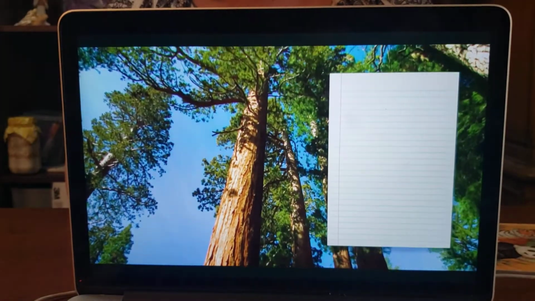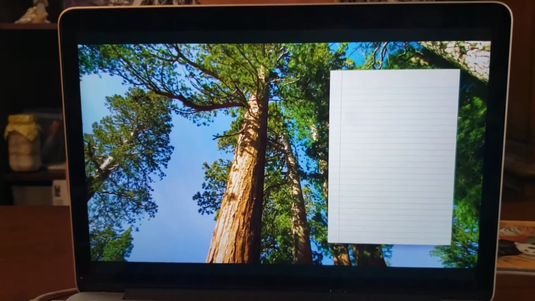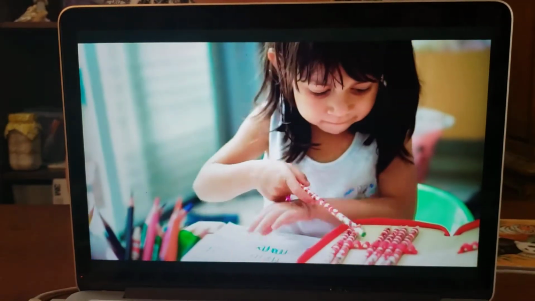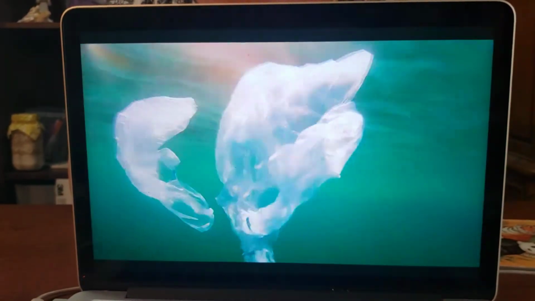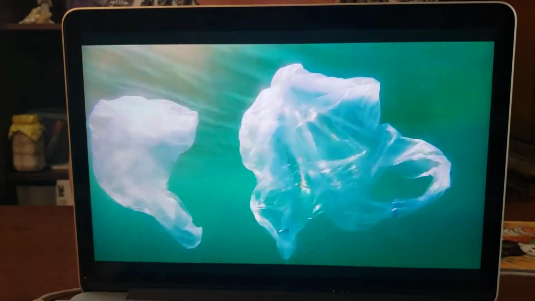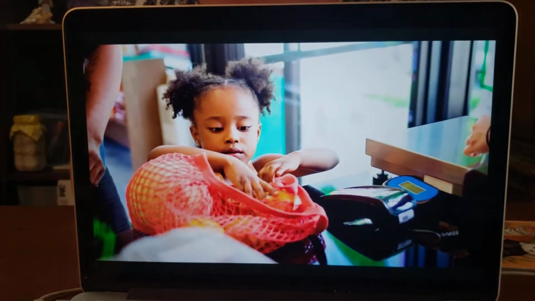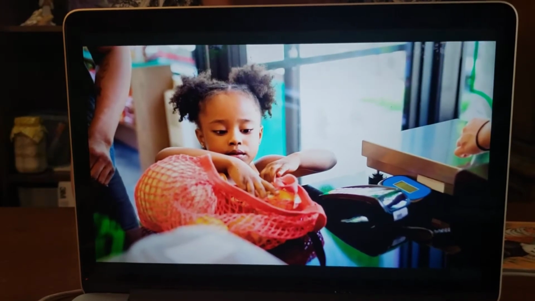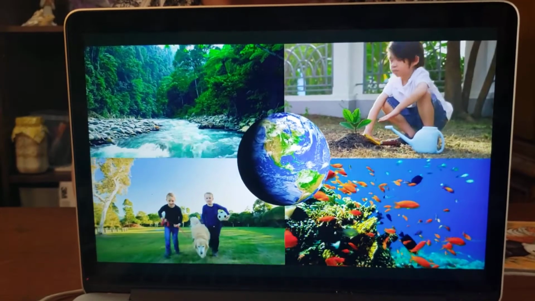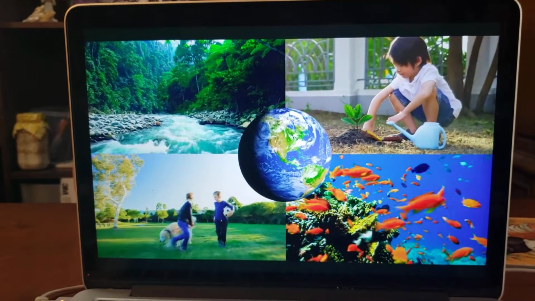Did you know that paper is made from trees? You can save trees by using less paper. Draw on both sides instead of just one. Sometimes plastic bags blow into the ocean. You can use reusable bags instead of plastic ones when you go shopping. Thanks for keeping the earth healthy. It's the only one we've got.